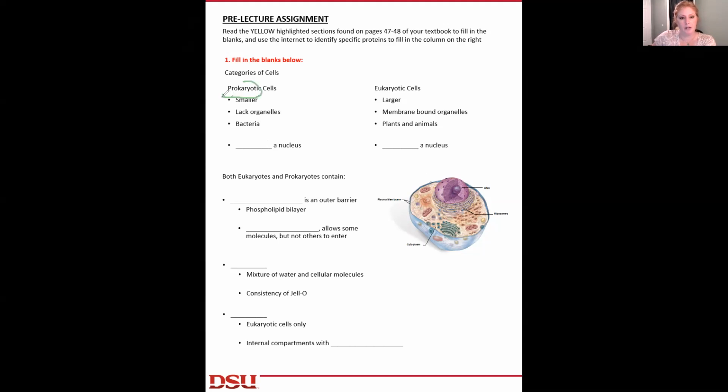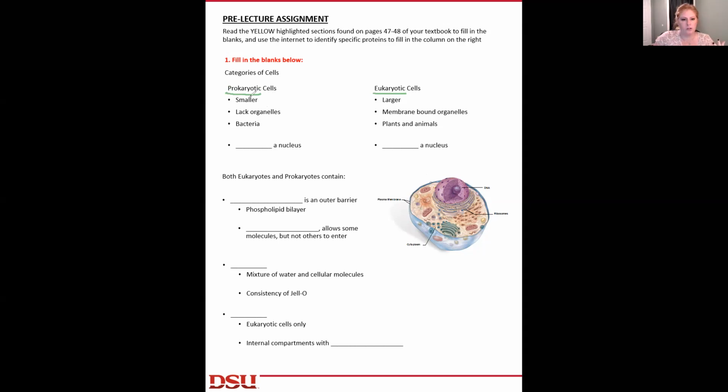You would have talked about prokaryotic cells and eukaryotic cells. Prokaryotic cells overall are smaller. They lack organelles. Think about things like bacteria. Really, bacteria are the types of prokaryotic cells that exist on Earth.